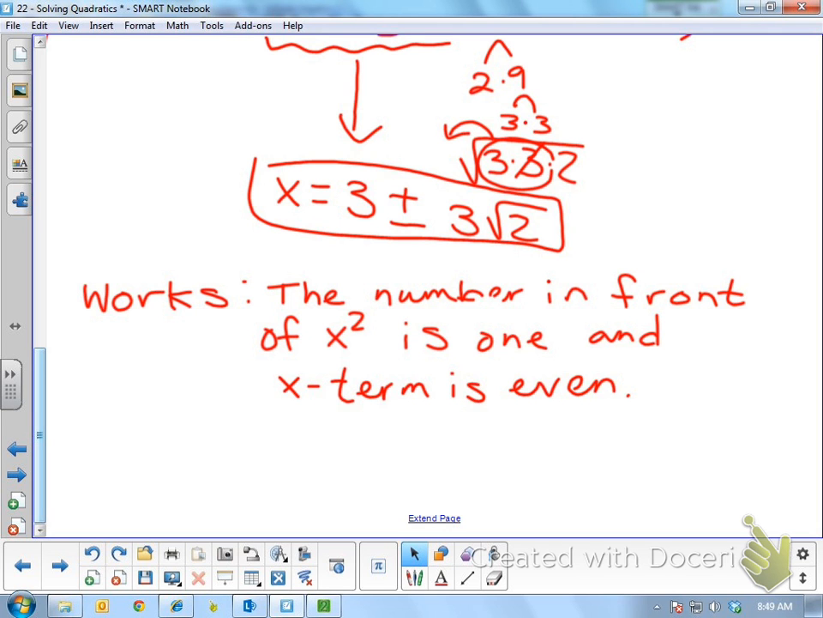Either halfway through the process, or with completing the square, you could identify at the beginning. If your number in front of x squared isn't 1, you should say, this fails. I can't complete the square because we don't have a 1 in front of x squared. Sometimes multiple ways will work. Just most of the time, not every way will work.